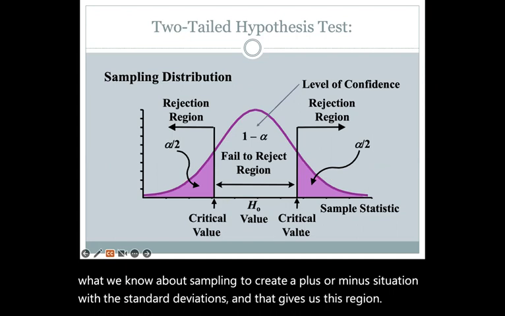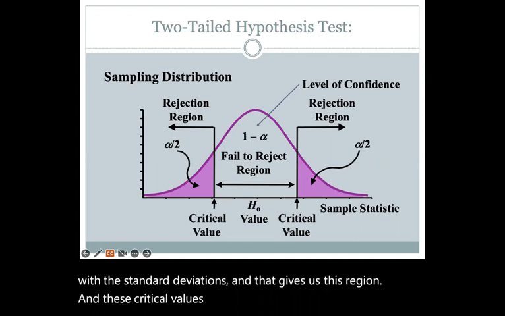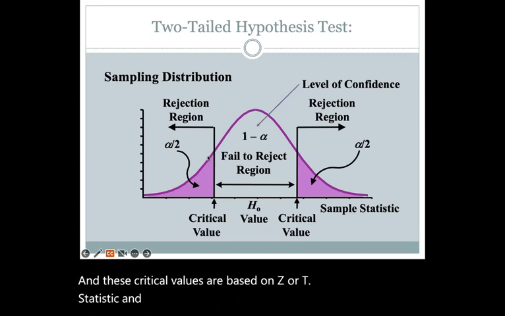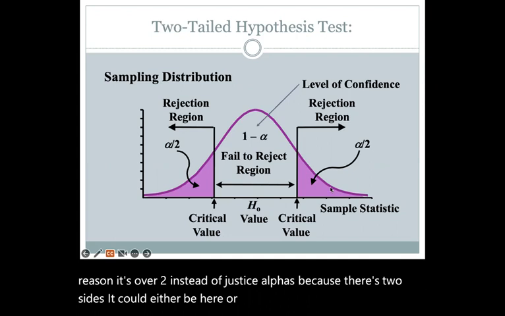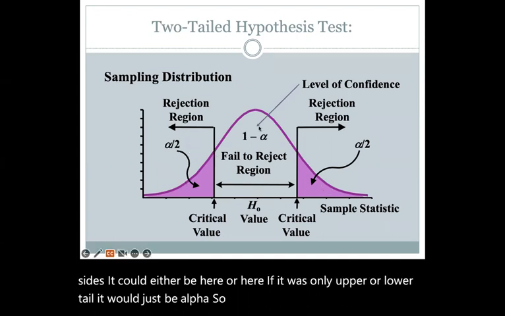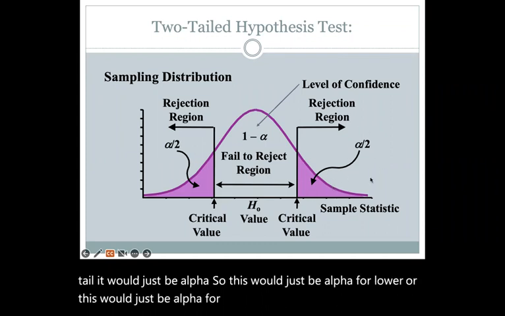And these critical values are based on the Z or T statistic. And then the rejection region, see this alpha over 2. The reason it's over 2 instead of just alpha is because there's two sides. It could either be here or here. If it was only upper or lower tail, it would just be alpha. So this would just be alpha for lower, or this would just be alpha for upper. That would be the only difference.